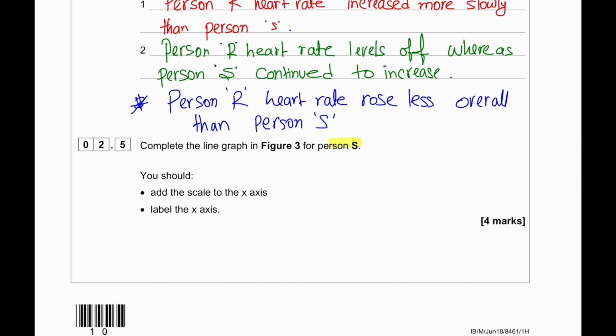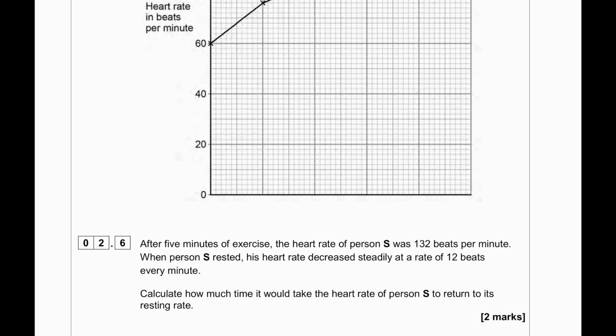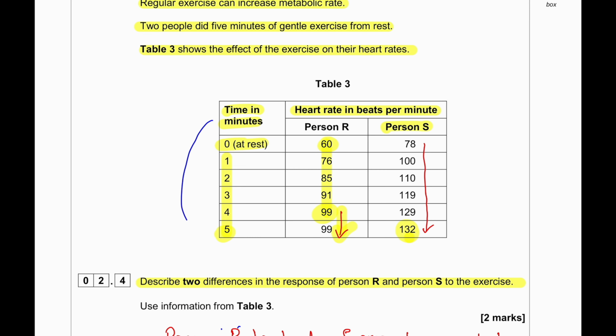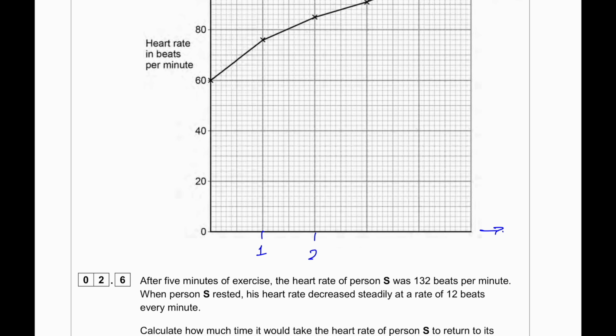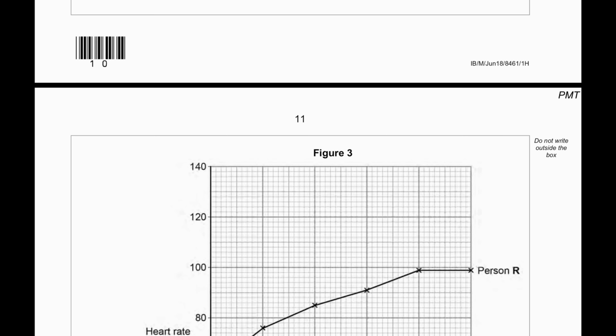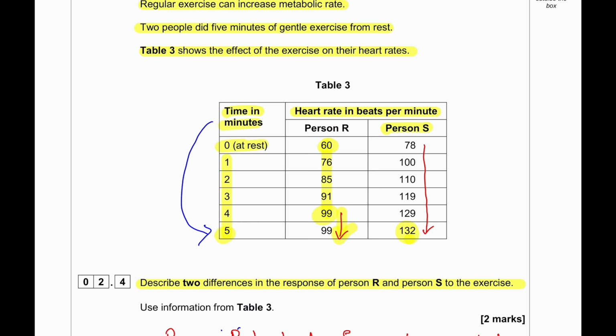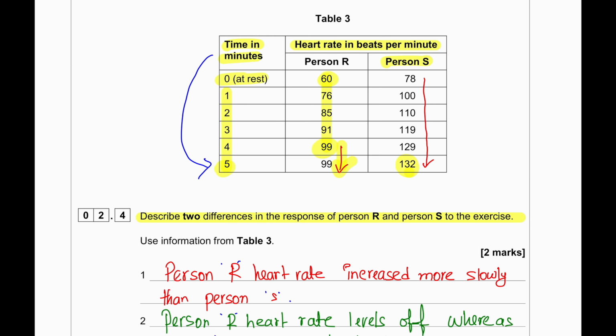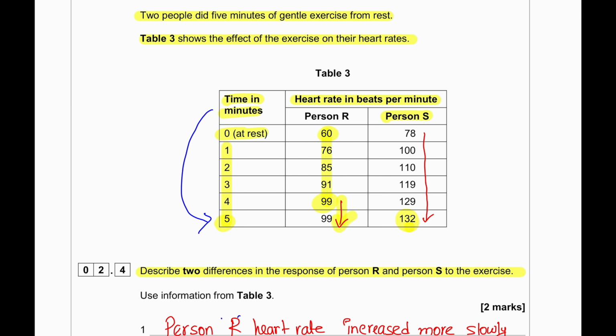Complete the line graph in figure 3 for person S. You should add the scale to the x-axis and label the x-axis. The x-axis is always the independent variable. Always remember, the x-axis is the independent variable. So what is the independent variable here? The independent variable is the time in minutes that we chose to find out their beats per minute. 0 is already labeled. 1, 2. So the total time is 5 minutes. We label it, and we're going to write time in minutes on the x-axis. Time in minutes. So for 0, 78, 100, 110, we will do the labeling.